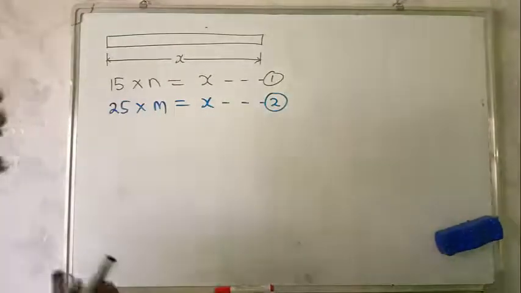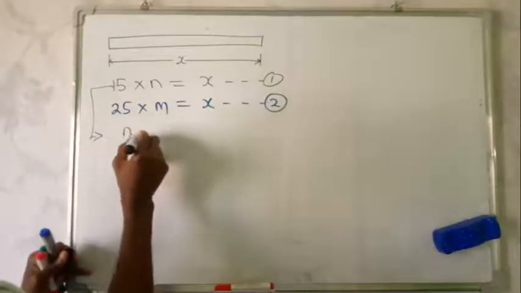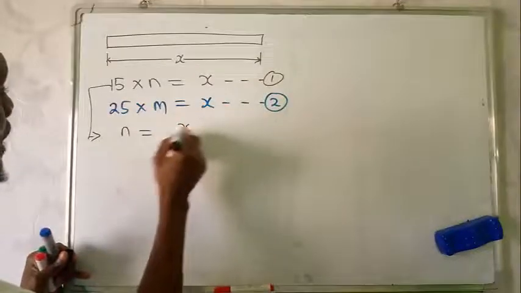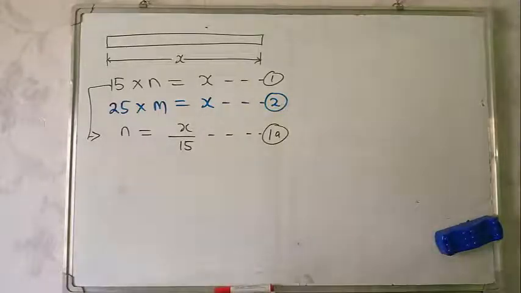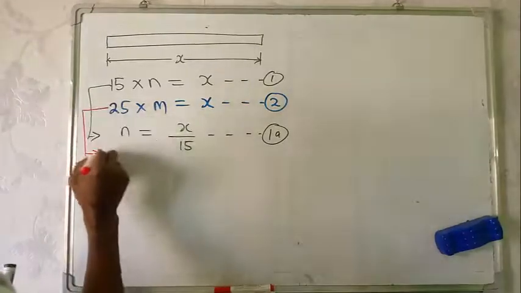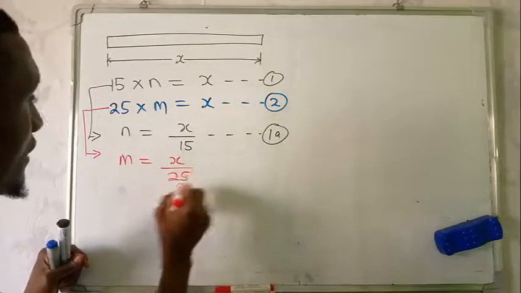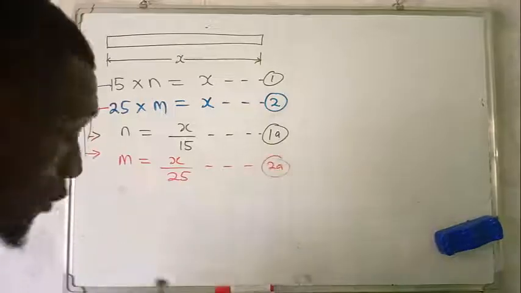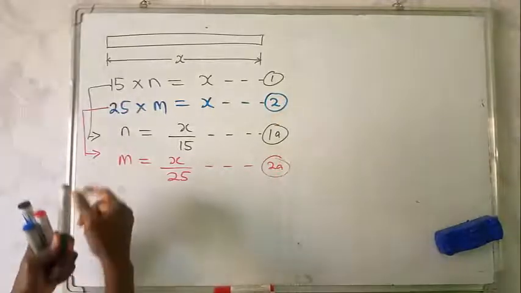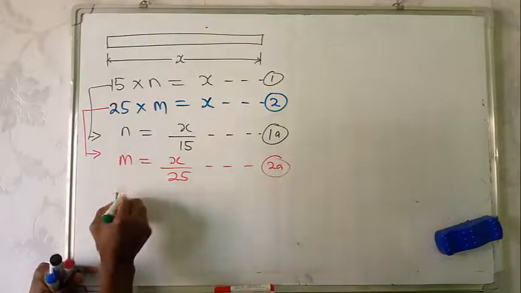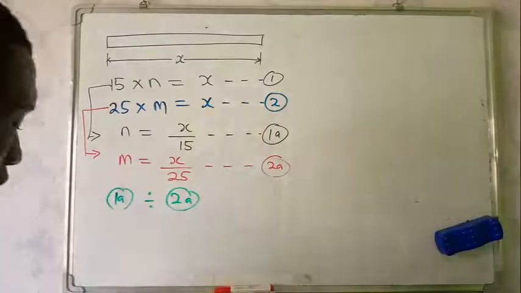Okay, now from my equation 1, we can have that our n will give us x over 15. Let's call it equation 1a because it's coming from equation 1. And then from our equation 2, we can have that our m is going to give us x over 25. We call it equation 2a because it's coming from equation 2. Now, let's divide equation 1a by equation 2a, and let's take that ratio and see what it's going to give us.